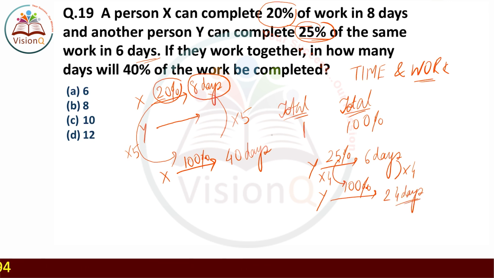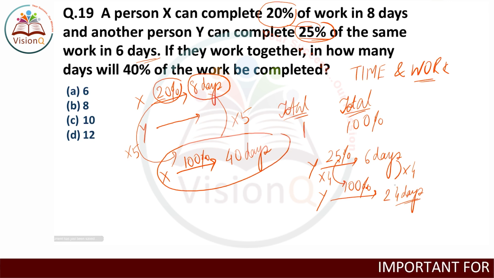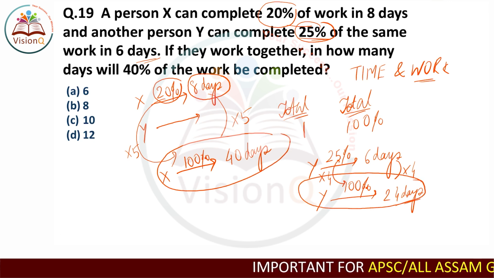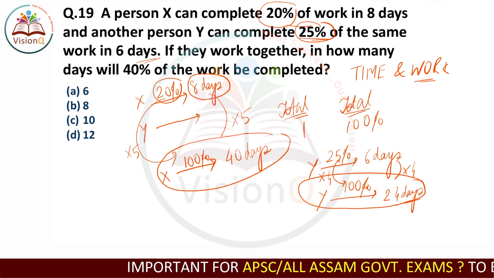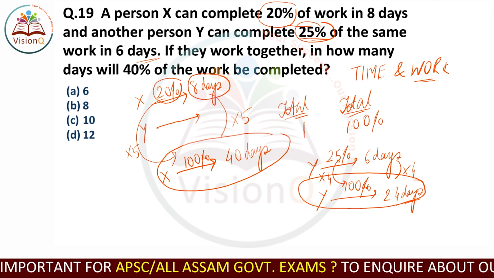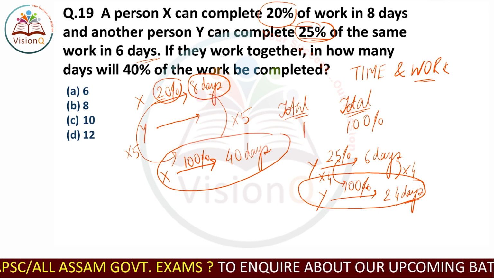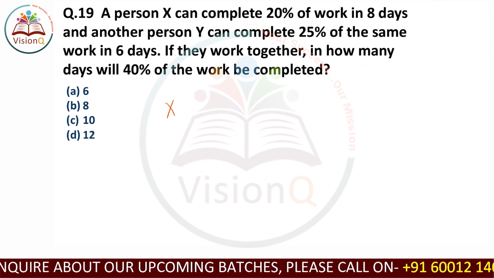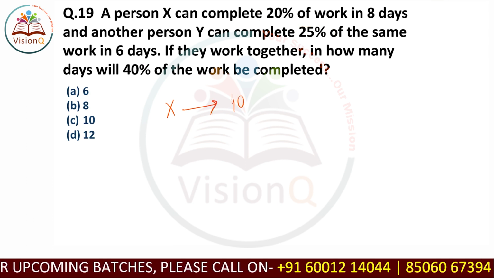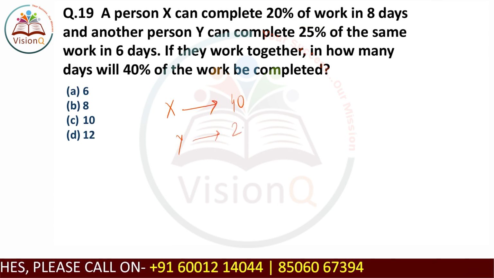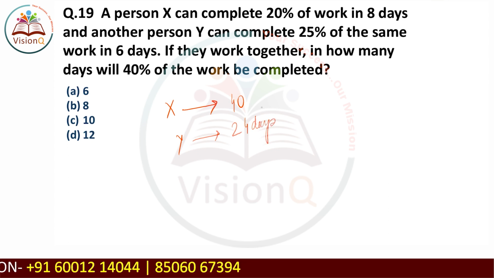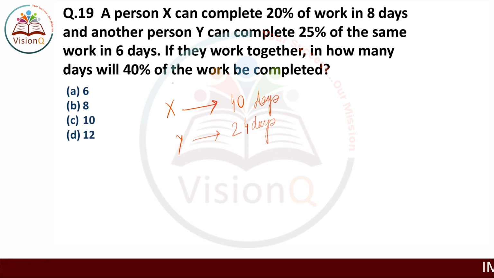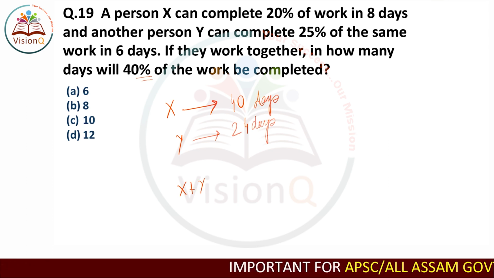So X can complete the whole work in 40 days and Y can complete the whole work in 24 days. So now I need to use this time to find the value of the answer. Now if I see the options here, it is asked to find out the time taken by X plus Y together to complete 40% work. Let me first find the time taken by A plus B together.